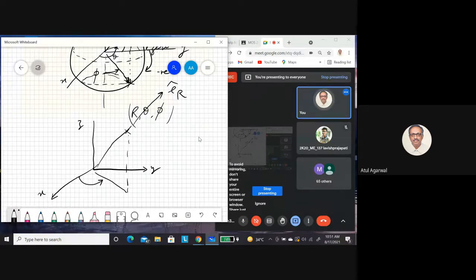So my E theta will be perpendicular to this direction. What will be my E phi? In E phi, I am just changing my phi direction.